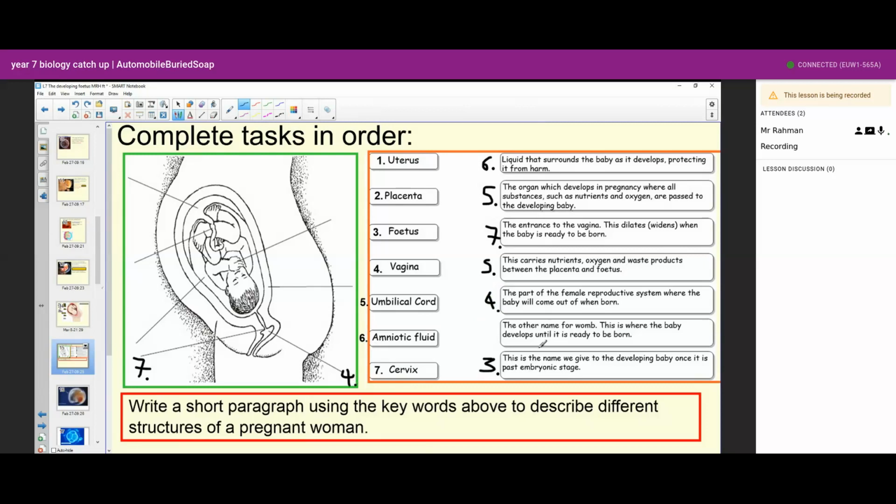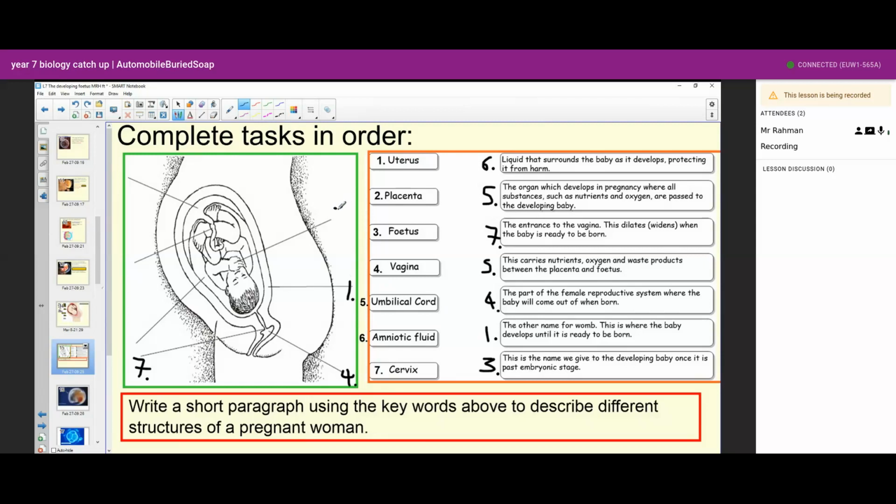And the last one, the other name for a womb. This is where the baby develops until it is ready to be born. That is the uterus. Okay, so we've got the uterus here.